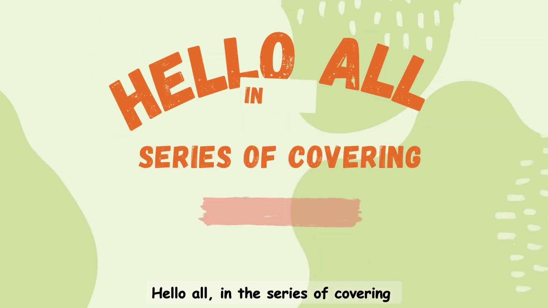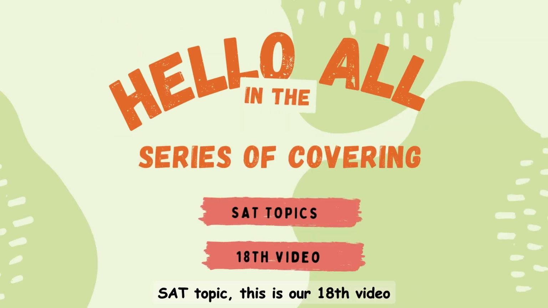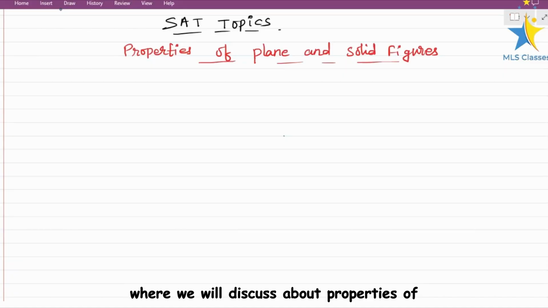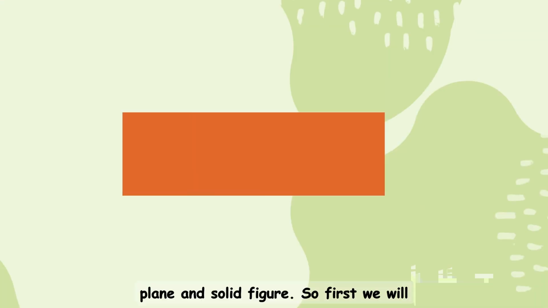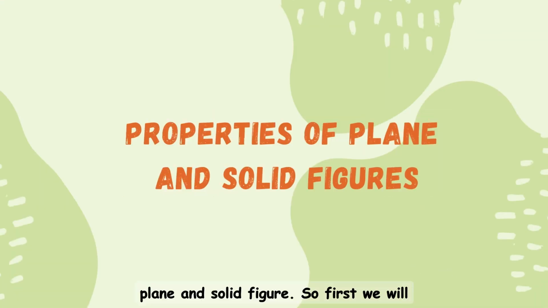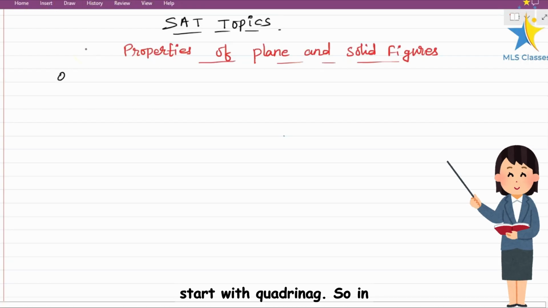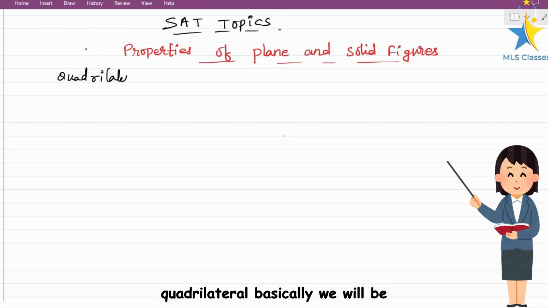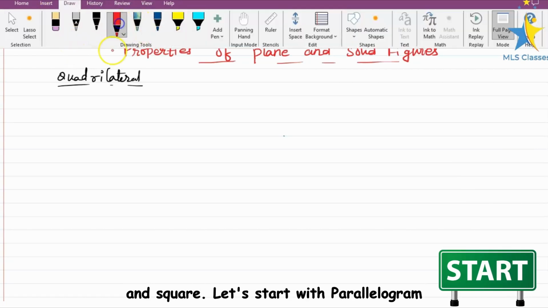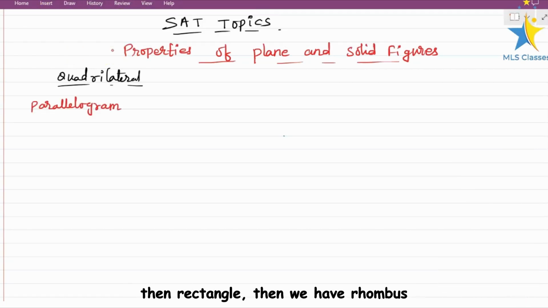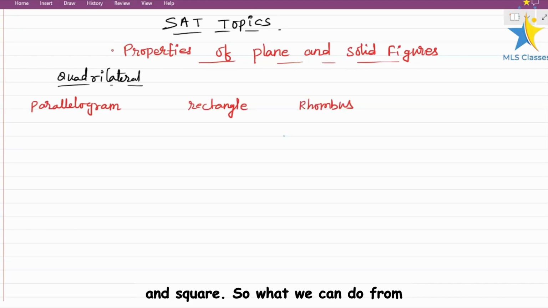Hello all. In the series of covering SAT topics, this is our 18th video where we will discuss the properties of plane and solid figures. First we will start with quadrilaterals. In quadrilaterals, we will be discussing some of the figures: first parallelogram, rectangle, rhombus and square. Let's start with parallelogram, then rectangle, then we have rhombus and square.